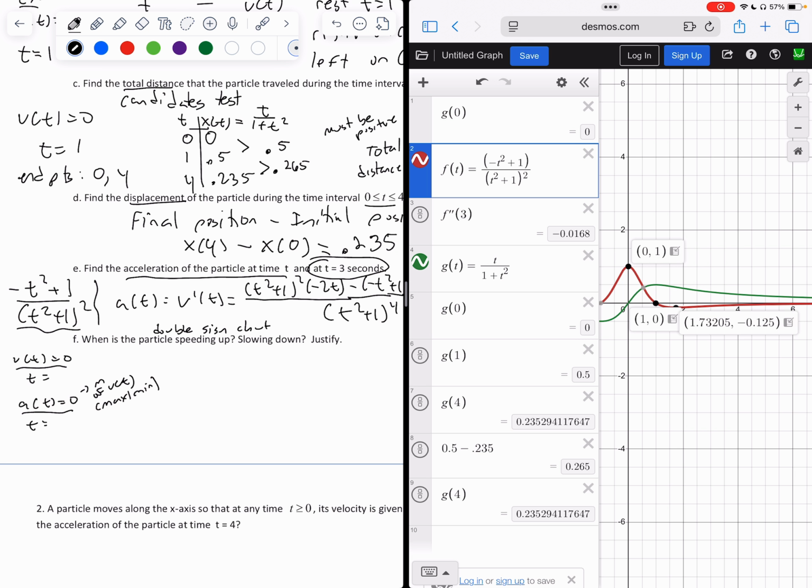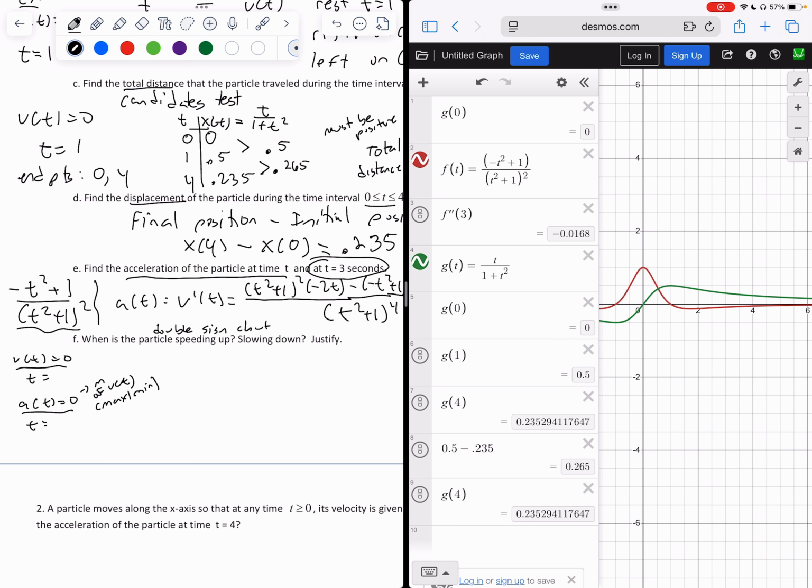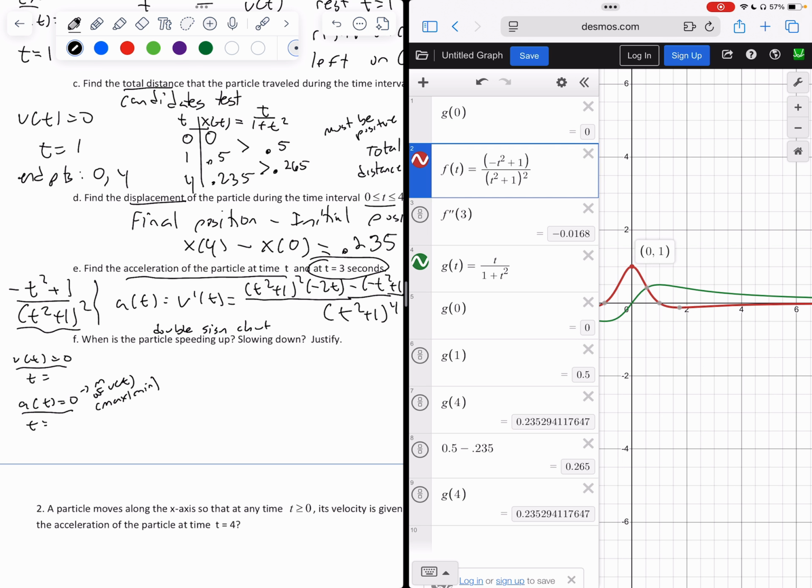Well, what's so important about those points? Notice at the very top, right there, where it's 0, 1, notice the slope is 0. That's the slope of my velocity curve, which is telling me that at that point, my acceleration is 0. So I can include 0 right there.